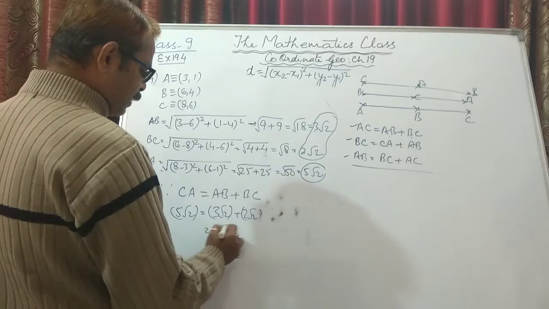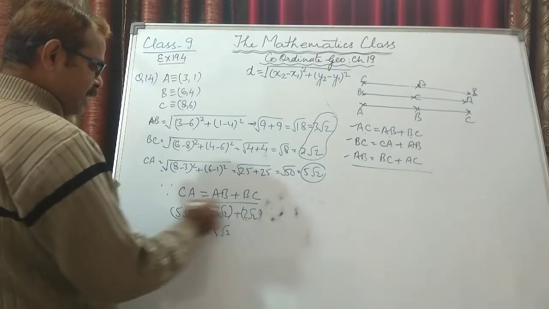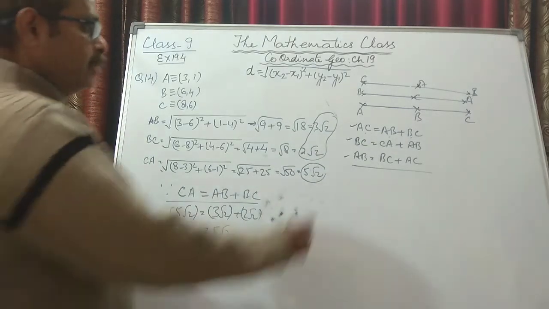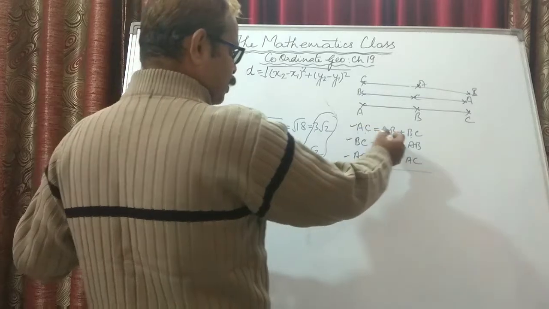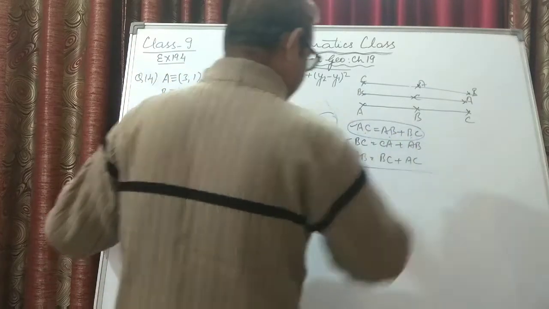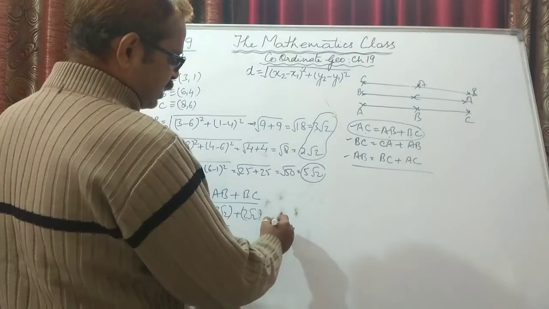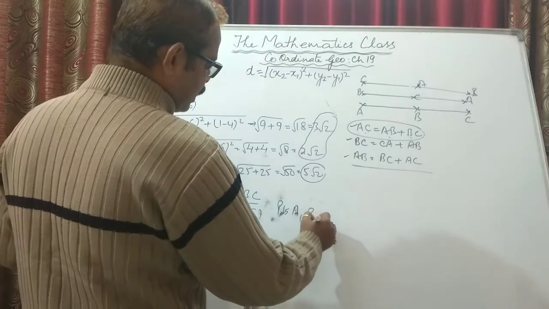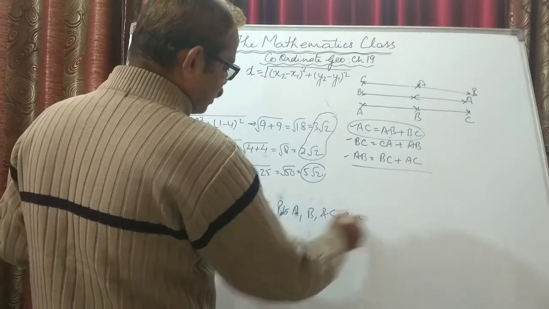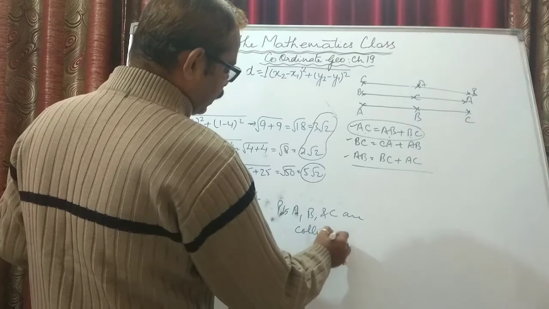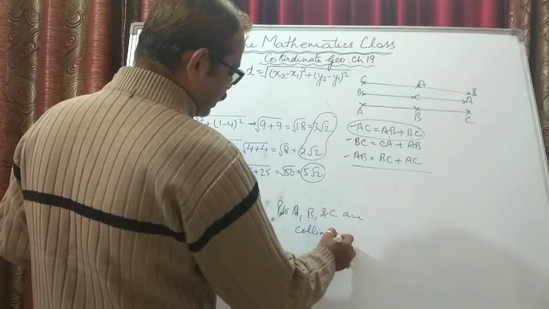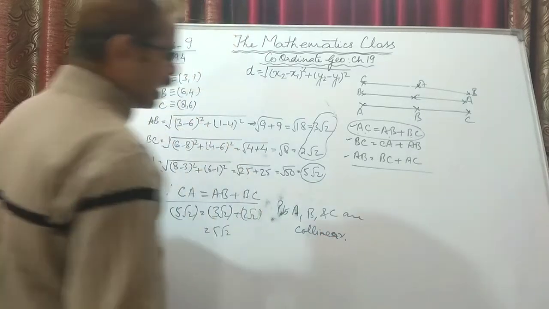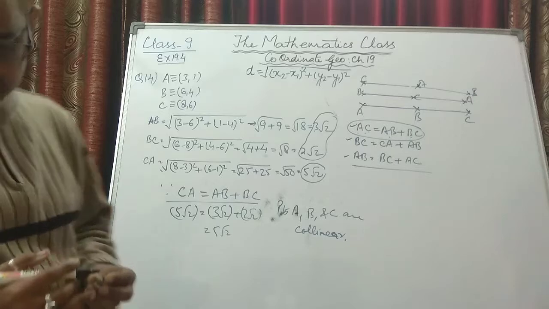So this comes out to be 5 root 2. Since CA is equal to AB plus BC, this condition is satisfied. It means that the points A, B and C are collinear, or we can say they are in a straight line.